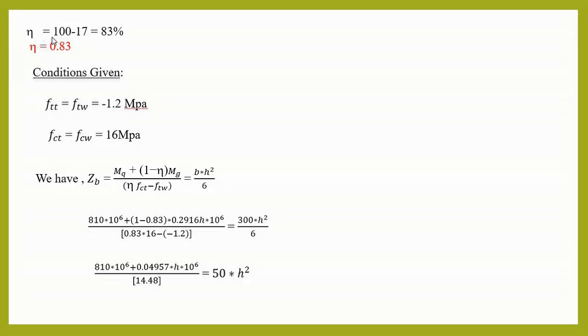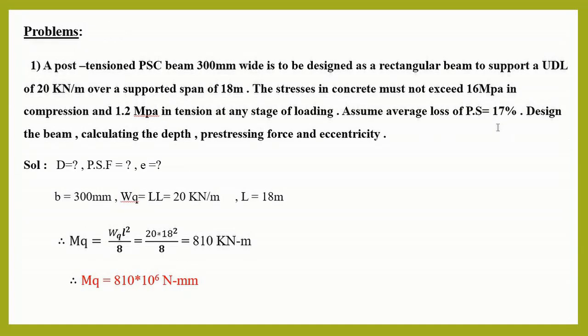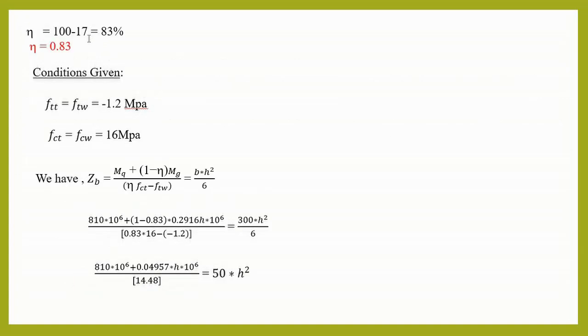Eta, or efficiency, is equal to 100 minus 17. 17 means already they have given, you can go back and check. They have clearly given assume average loss of pre-stress is 17%. That only we have considered here. So 100% minus 17% will give you 83%. That will be eta is equal to 0.83.